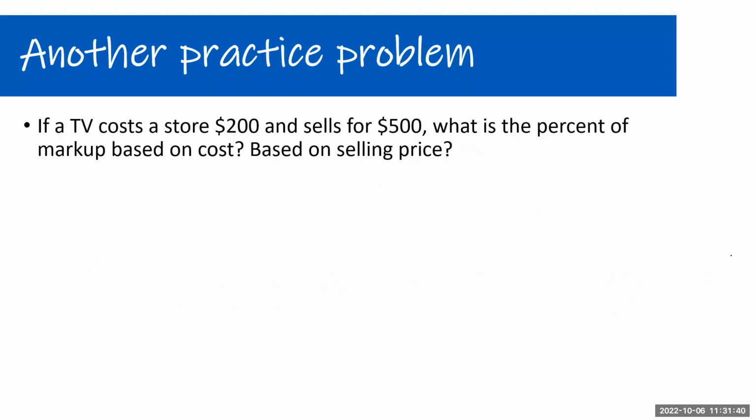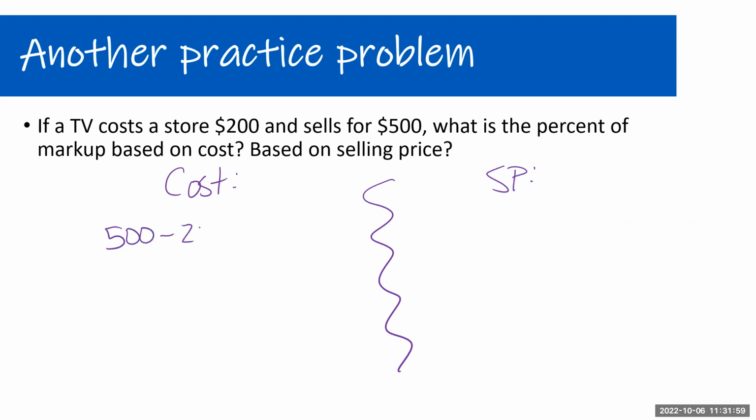Let's give it one more practice. If a TV costs $200 for a store to buy and sells for $500, what's the percent of markup based both ways? So we can calculate based on cost and we can calculate based on selling price. Based on cost, we're going to see that's 500 minus 200 divided by that cost of 200, which is actually going to give us 150%.